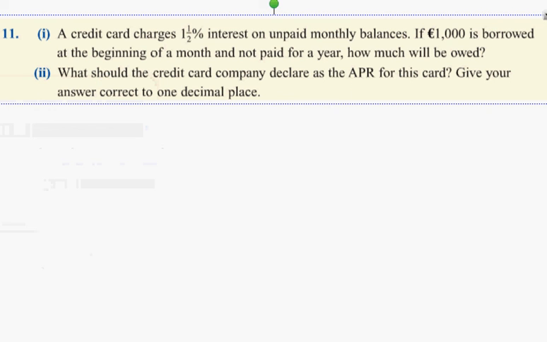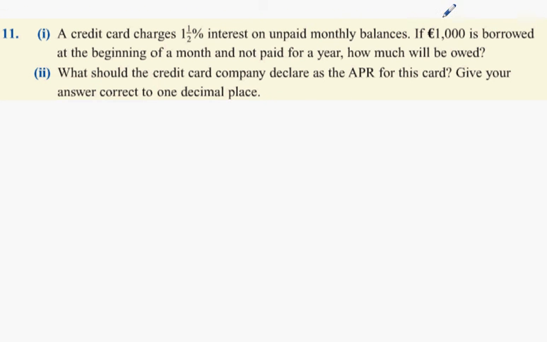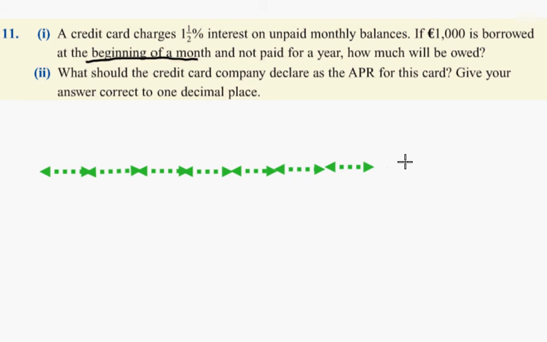A credit card charges 1.5% interest on unpaid monthly balance. If €1,000 is borrowed at the beginning of the month, what is the... the emphasis is on the beginning of the month. So if I do 12 equal intervals, 1, 2, 3, that's third month, fourth month, fifth month, sixth month, 7th, 8th, 9th, 10, 11, 12. So this is January. You get the gist. February, March, April, May, and that's December, okay?